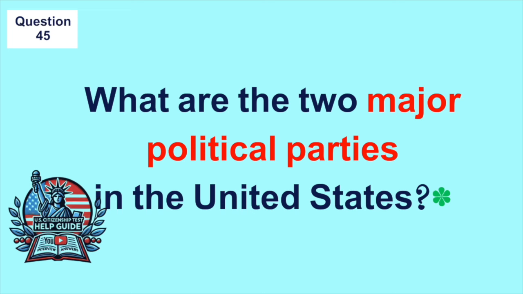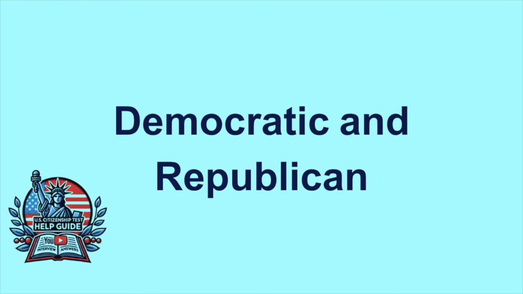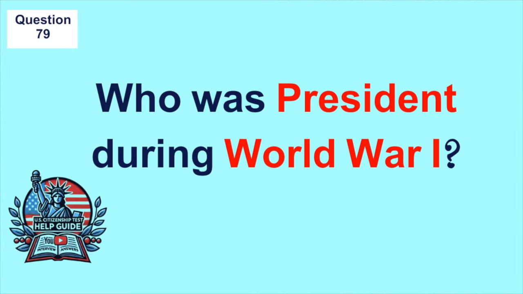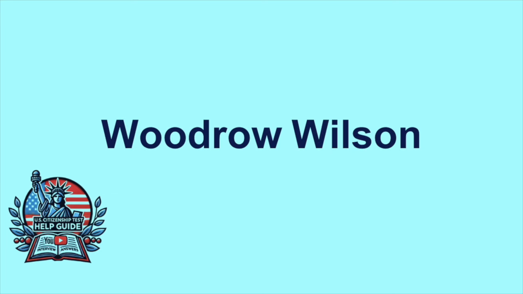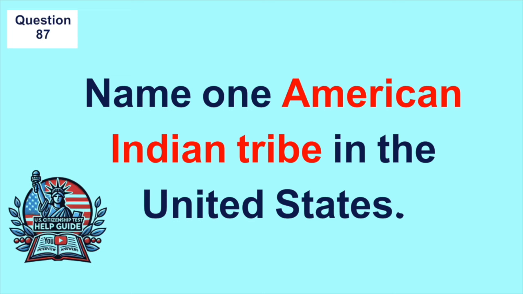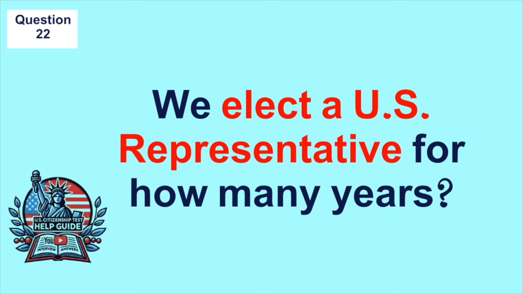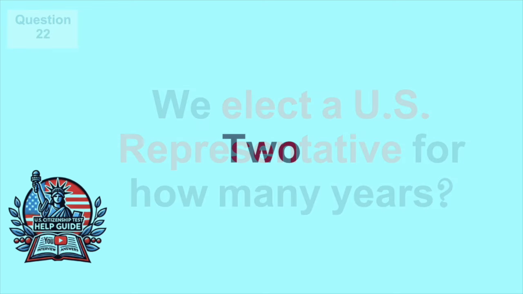What are the two major political parties in the United States? Democratic and Republican. Who was president during World War I? Woodrow Wilson. Name one American Indian tribe in the United States. Cherokee. We elect a U.S. representative for how many years? 2.